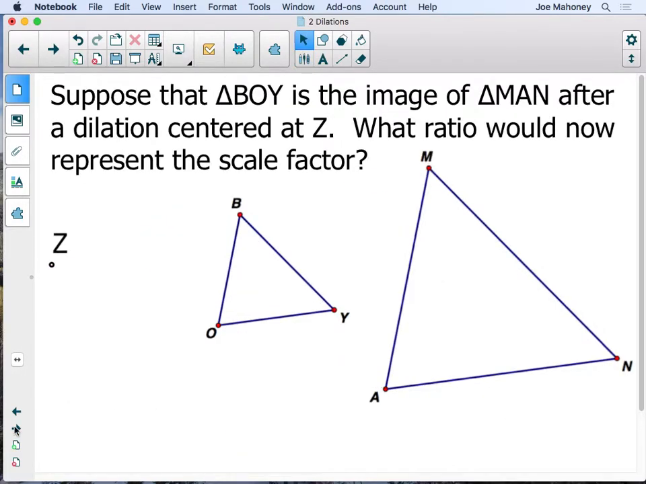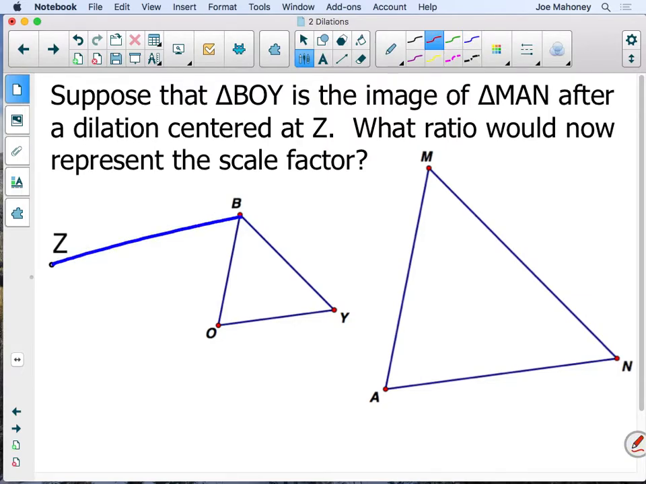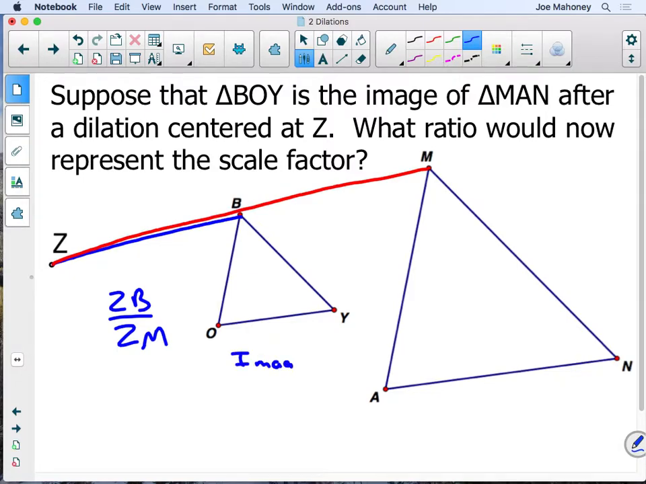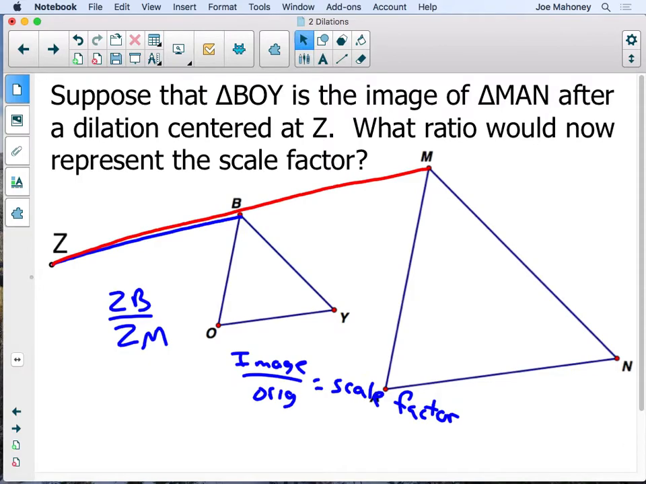So let's switch it up a little bit. Let's suppose that boy is now the image of man. We do a dilation centered at point Z, and our image is smaller. So everything still is going to stay collinear, but this time if we do the image distance, which is Z to B, over the original distance, Z to M, now the ratio is ZB over ZM, or any of the others as well. Just remember that we always go image over the original, and that's what's equal to our scale factor. That's the idea.